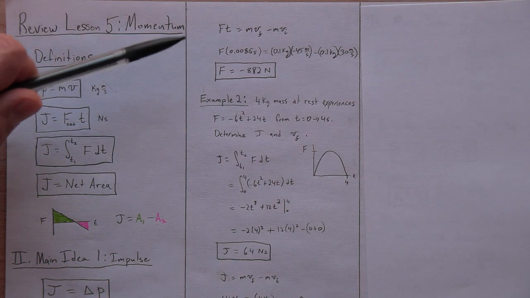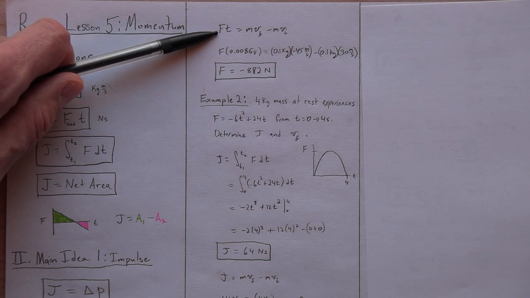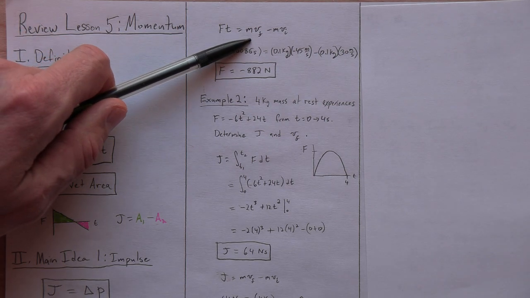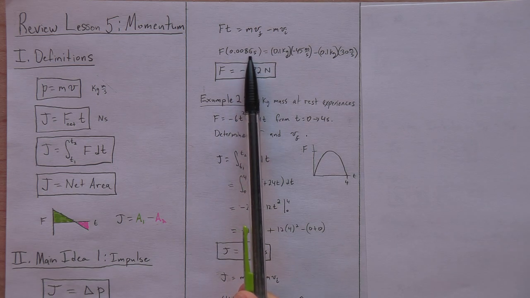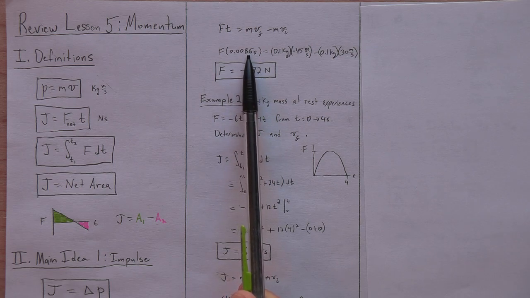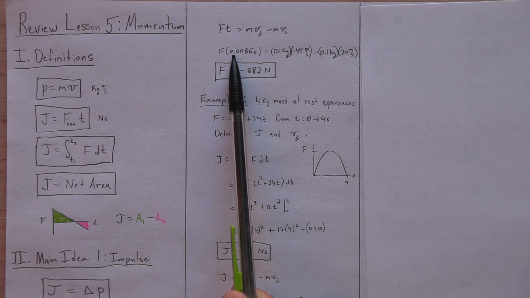Okay, here we are. This is impulse, right? J, force times time, equals change of momentum. I expanded it out, which I recommend you do also, as mv final minus mv initial. So you see, I put in the time of 8.5 milliseconds. That's 8.5 times 10 to the minus third. So that's why the decimals moved over.